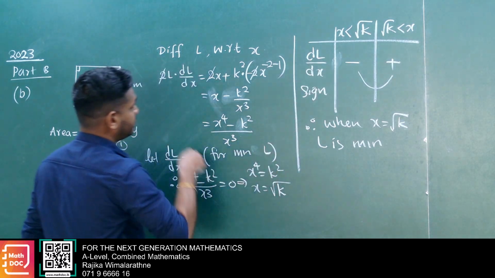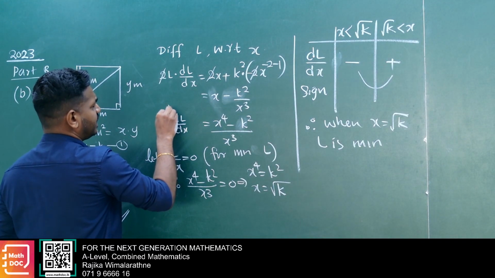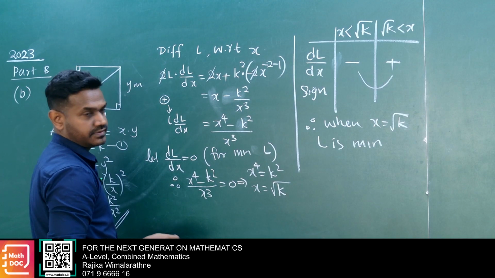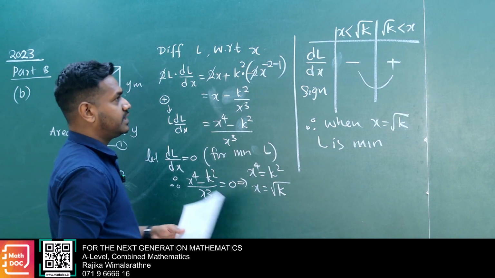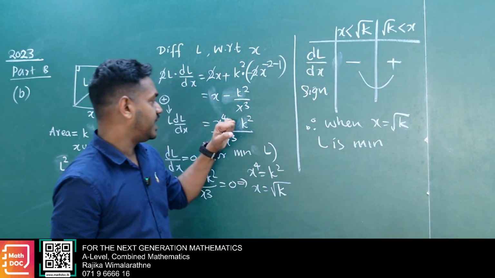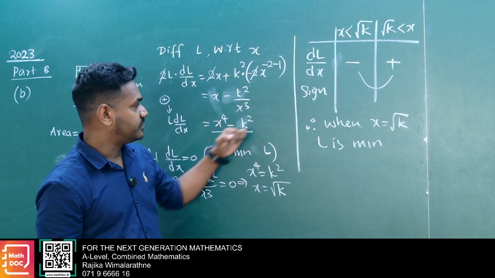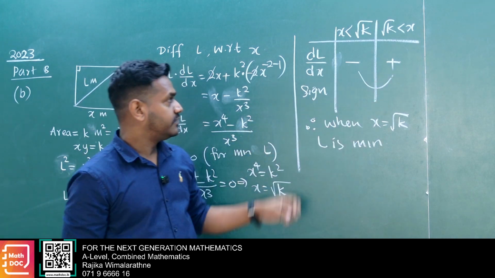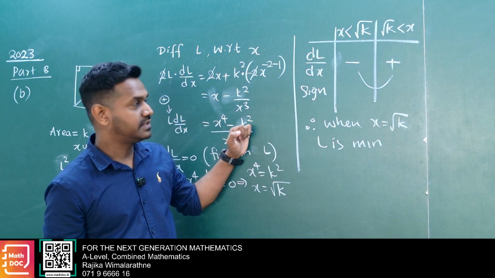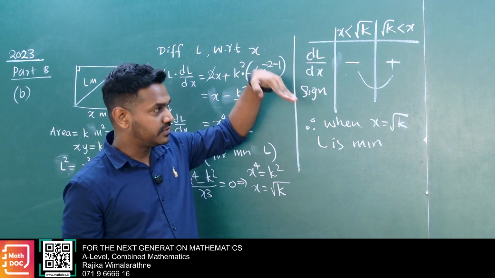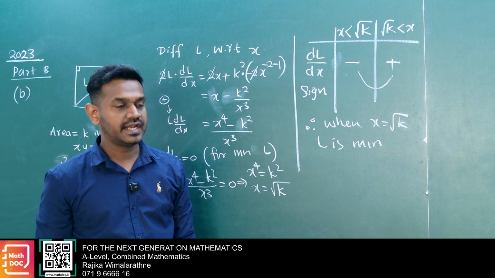Here dl divided by dx means this one, L times dl divided by dx. Here L means length, so it is positive, and we don't worry about that one. When x value is greater than root k, this part is greater than k square, so it is positive. When x value is less than root k, this part is smaller than k square, therefore it is negative. Then a negative to positive variation means minimum. That's how we analyze.